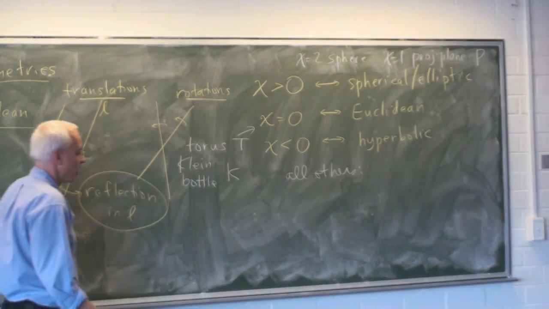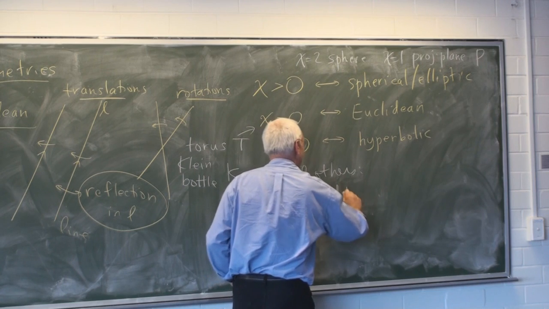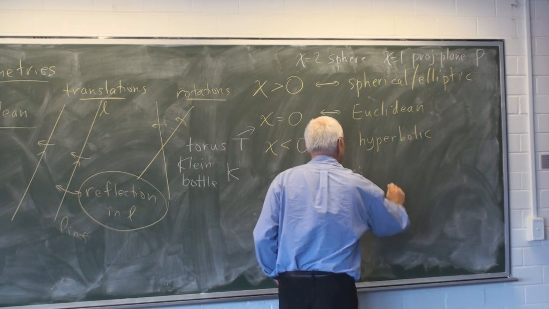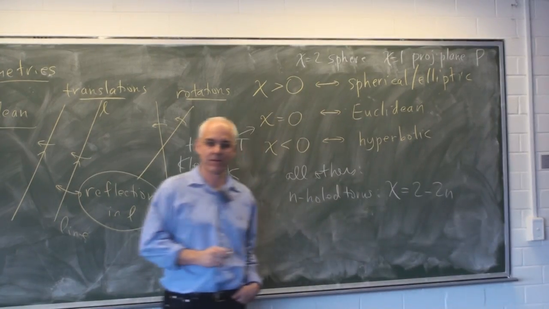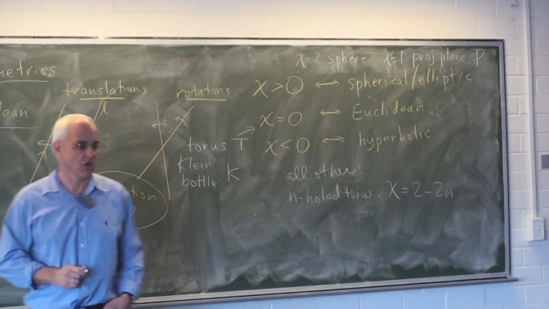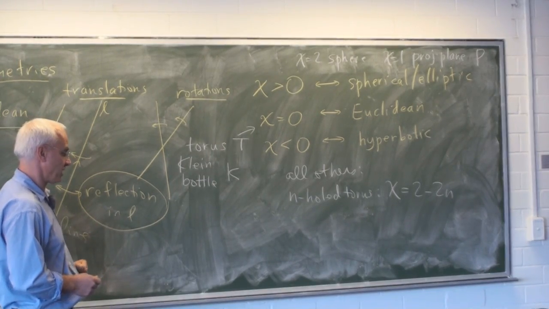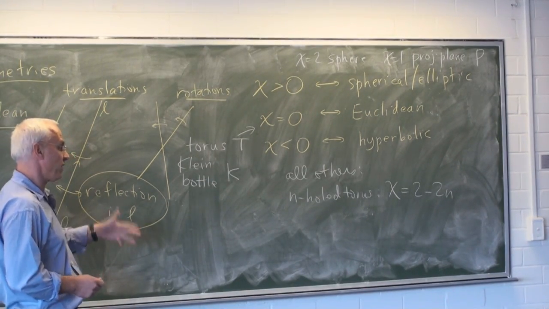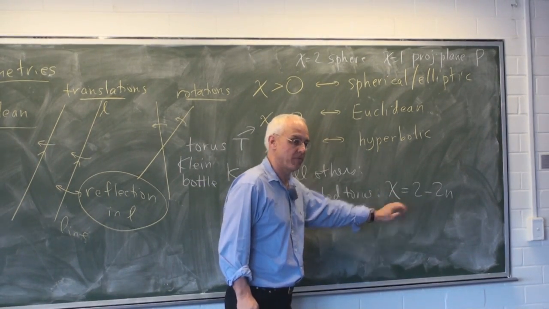Now let me remind you that for an n-hold torus, the Euler characteristic was 2 minus 2n. So if n is 1, okay, then we get the ordinary torus with Euler characteristic 0. But for n equals 2, 3, 4, or anything higher, the Euler characteristic will be negative.